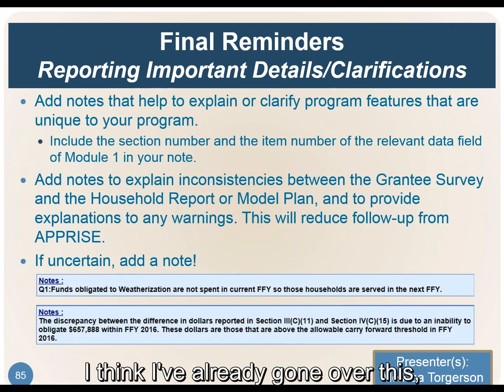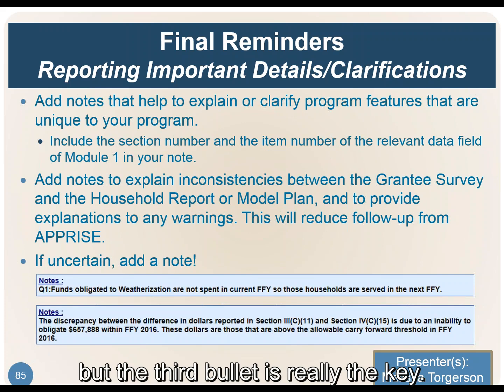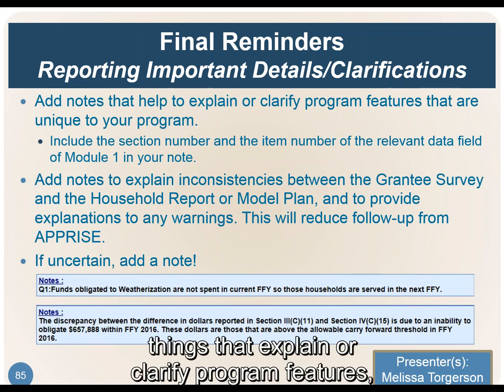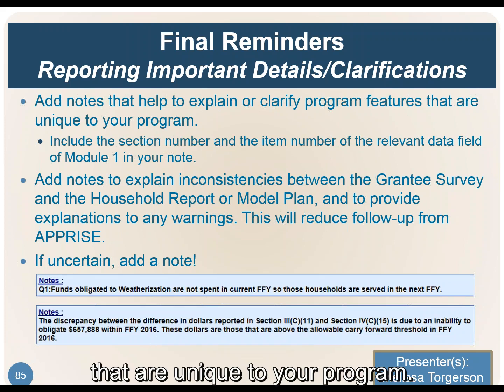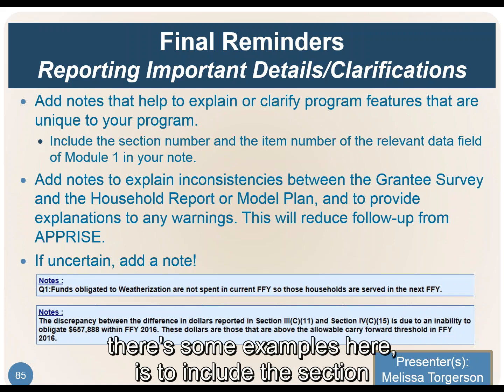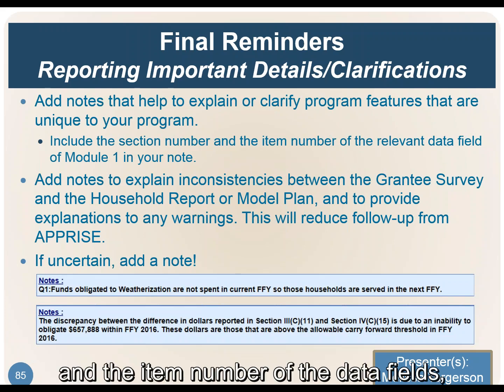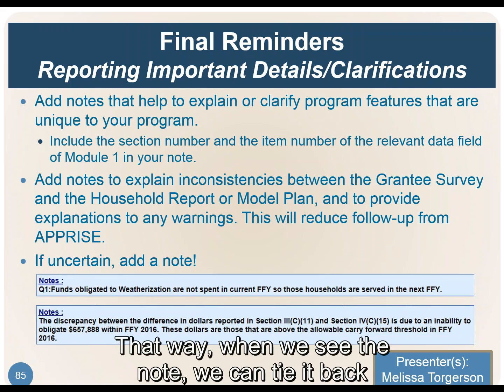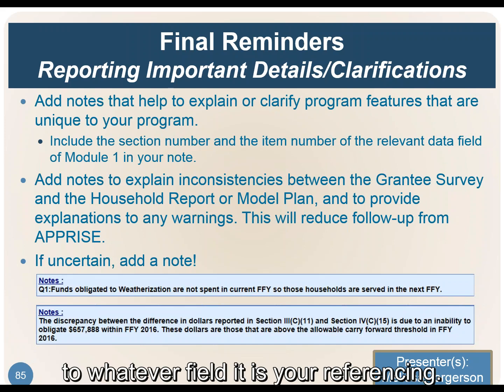I think I've already gone over this, but the third bullet is really the key. If you're uncertain, add a note. And the biggest things are really things that explain or clarify program features that are unique to your program. And the best way to leave a note, there are some examples here, is to include the section and the item number of the data field from Module 1.